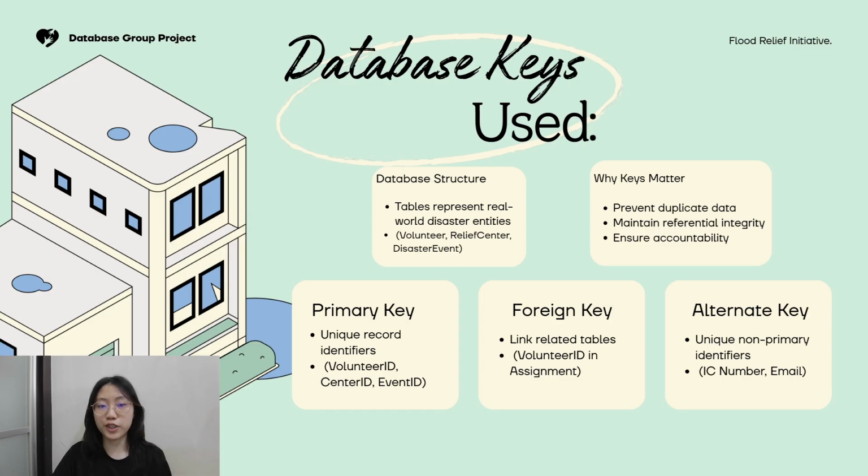Foreign keys are used to create relationships between tables. For instance, volunteer ID in the assignment table links volunteers to their assigned relief center. We also use alternate keys such as IC number or email address. These fields are unique and act as identifiers even though they are not selected as primary keys. This key design prevents duplicate data, maintains referential integrity, and ensures accountability, which is critical during disaster response. Next, we will demonstrate how this database works through SQL scripts.